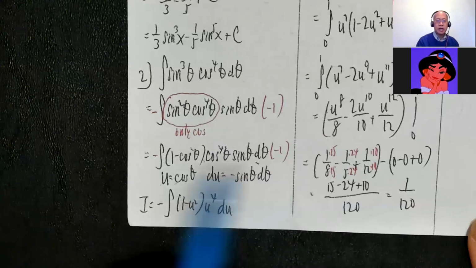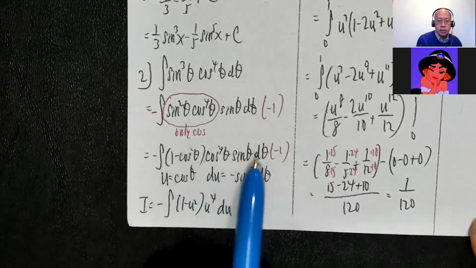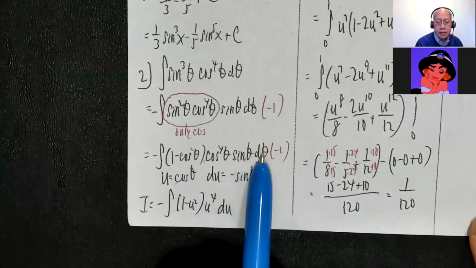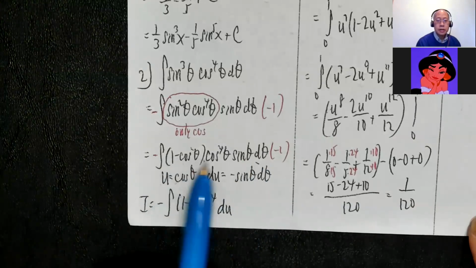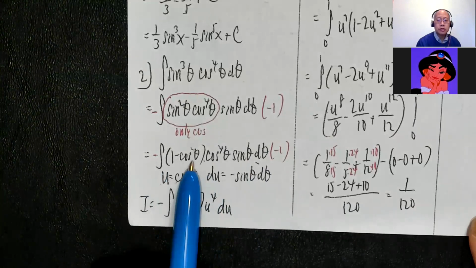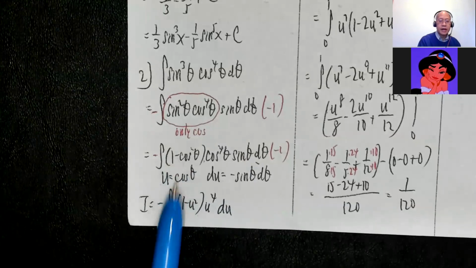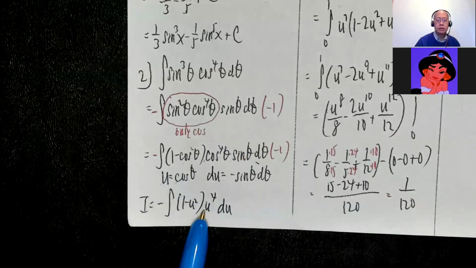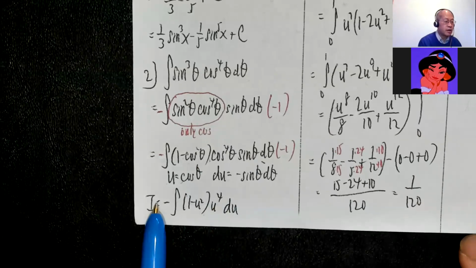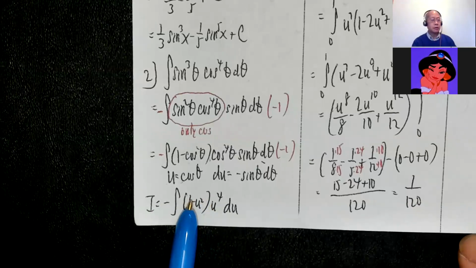So I need a negative one inside and a negative one outside. So now negative one sine theta d theta is my du. Here's my substitution, one minus cosine squared theta, but cosine theta is u, so it's one minus u squared. And then cosine to the fourth becomes u to the fourth, du, and there's a negative in front. But that's no big deal. Now this is just an easy polynomial, hopefully.